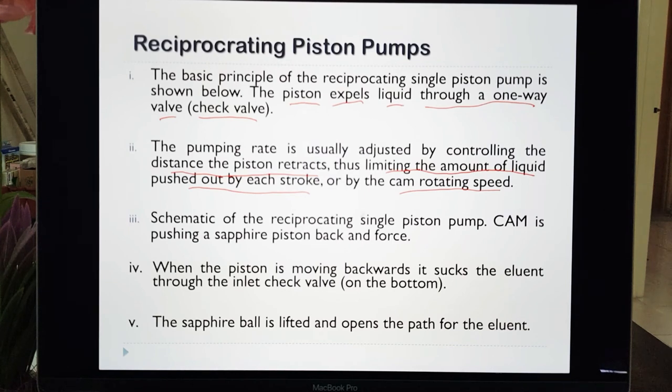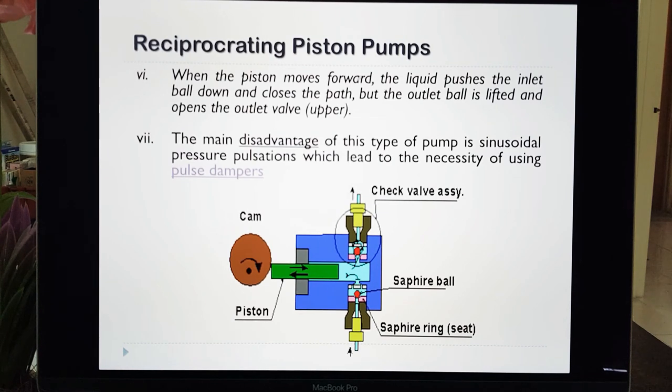The schematic of the reciprocating single piston pump is shown just now. The cam rotating speed is pushing the sapphire piston back and forth. When the piston is moving backward, as I explained just now, it will suck the eluent through the inlet check valve at the bottom. Then the sapphire ball will be lifted. This is the check valve, and it will open the path for the eluent to enter the chamber. But when the piston moves forward, the liquid will push the inlet ball down and close the path, but the outlet ball will be lifted and open the outlet valve at the upper part.